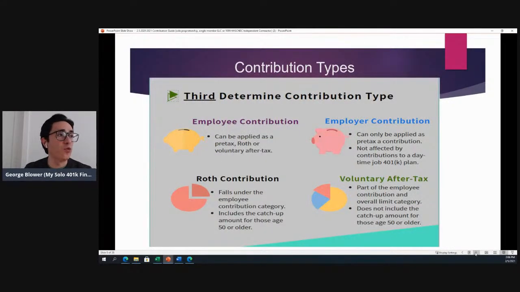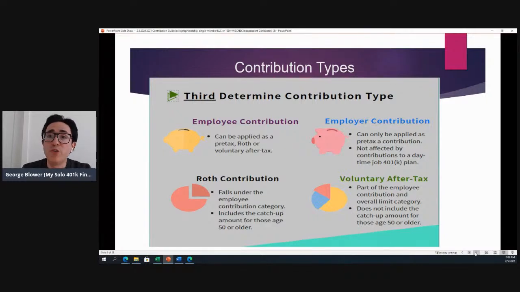Then, as we mentioned before, you've got the different contribution types. You've got employee versus employer. So employee contributions can be made as pre-tax, Roth, or even what they call voluntary after-tax. Employer contributions are always going to be pre-tax contributions, and those contributions are not impacted by contributions made to a day job plan.